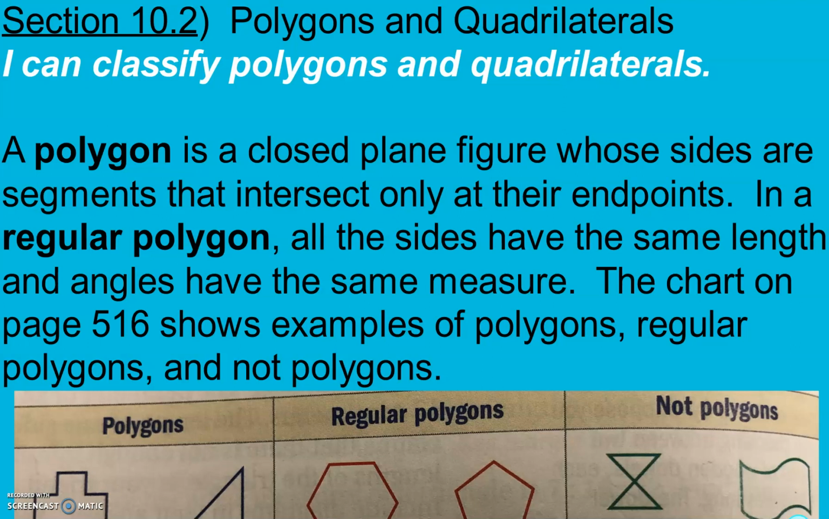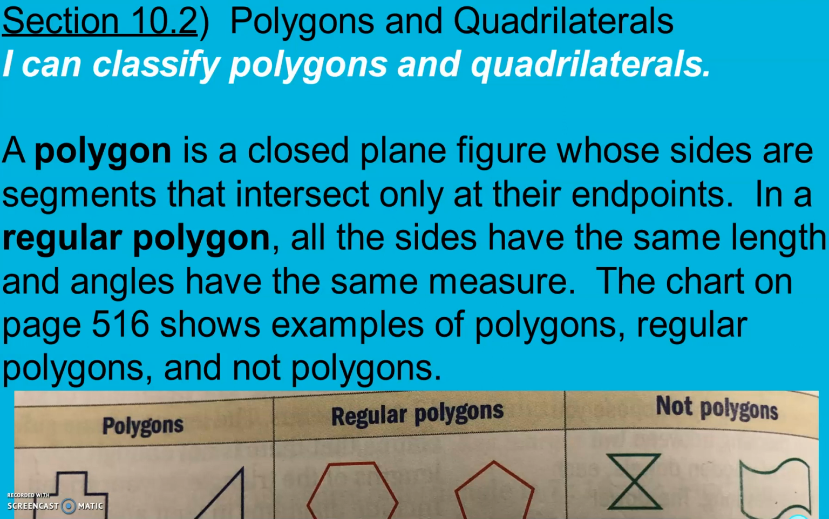Section 10.2 is polygons and quadrilaterals. I can classify polygons and quadrilaterals. That's our learning target and what we're shooting for here today. A polygon is a closed plane figure whose sides are segments that intersect only at their endpoints.